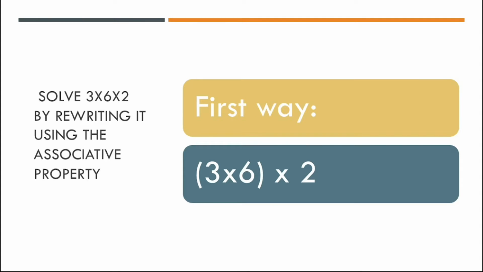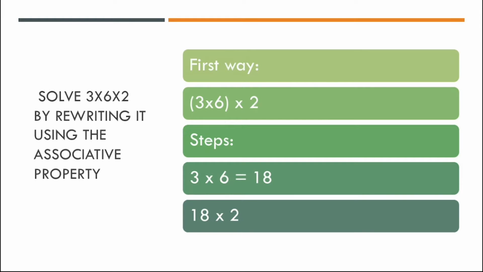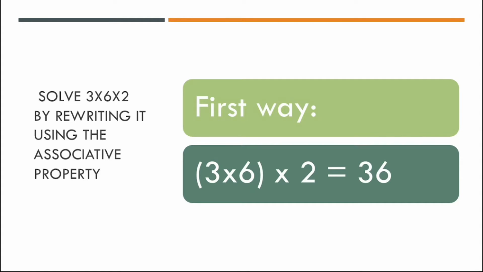The first way we can rewrite it is in parentheses 3 times 6, and then outside of the parentheses times 2. Then to solve it we do 3 times 6 equals 18, and then 18 times 2. This equals 36.